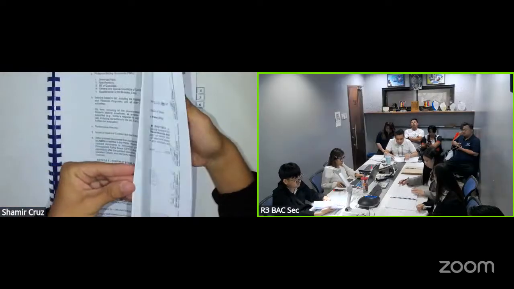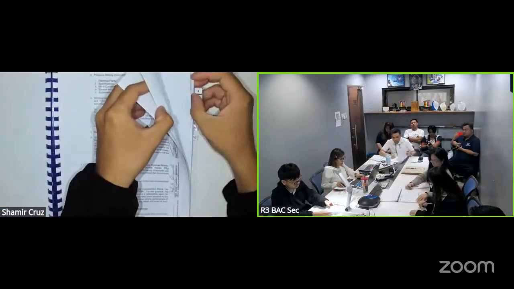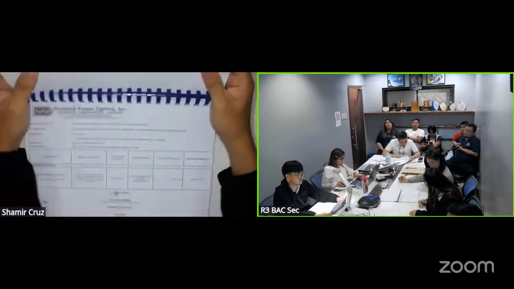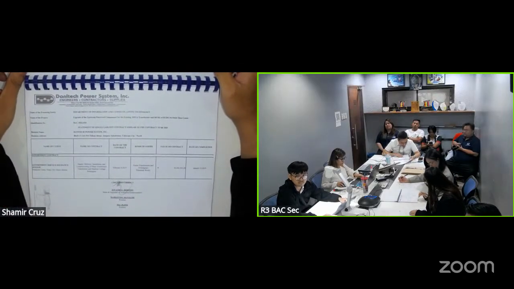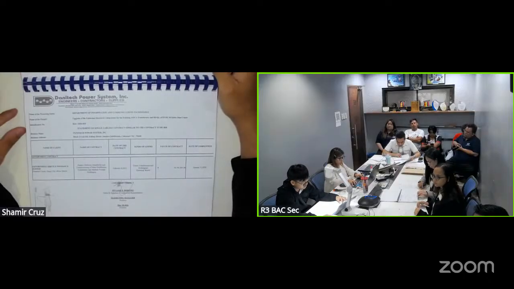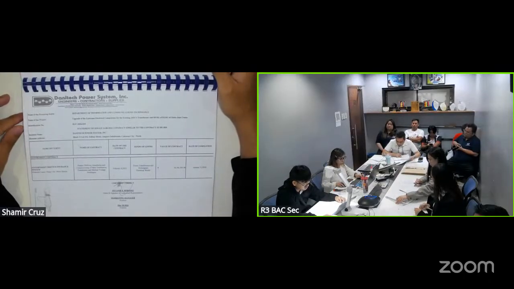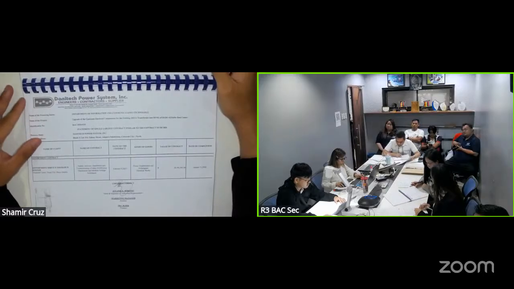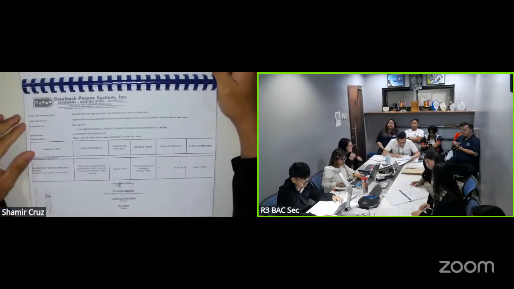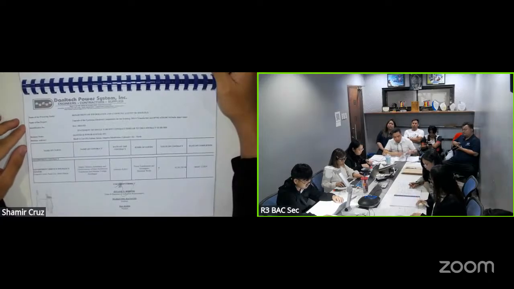Next, statement of single largest completed contract, or the SLCC. The bidder submitted their SLCC under the government contract with the Government Service Insurance System. Name of contract: supply, delivery, installation, and commissioning of main distribution transformer and medium voltage switchgear. Date of contract: February 9, 2023. Kind of goods: power transformers and switchgears, electrical works. Value of contract is 50,332,561 pesos and 66 centavos. Date of completion is January 13, 2024. Signed by their authorized representative.